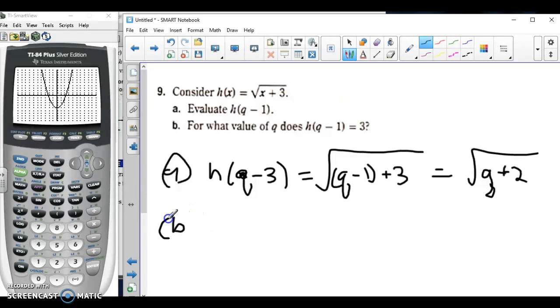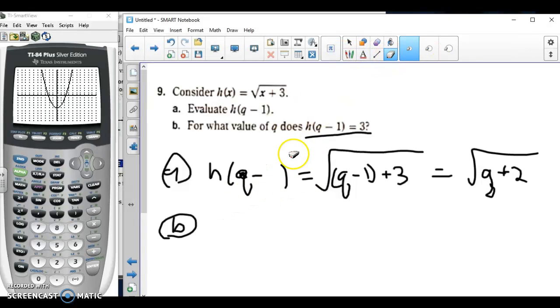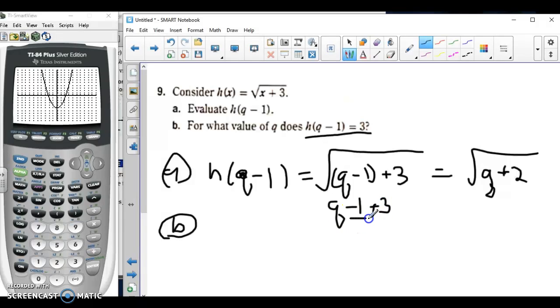Part B, okay, part B, I really want to know what this says. Yep, part B says, for what value does this equal 3? So this is what we got here. Oh, man, this is all not what I want. This should say a 1 right here. This would be q minus 1. So we plug in q minus 1. There's nothing in front of these parentheses, so this is the same as q minus 1 plus 3. Minus 1 and 3 makes 2.